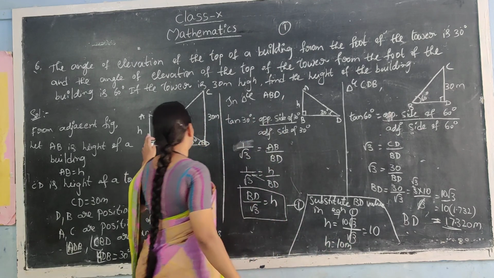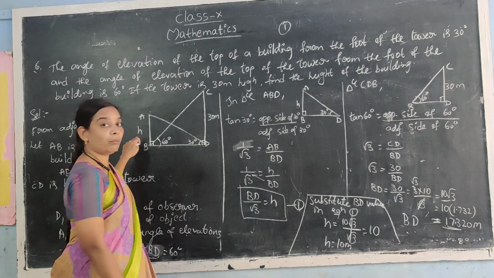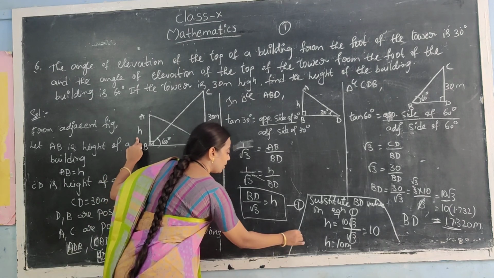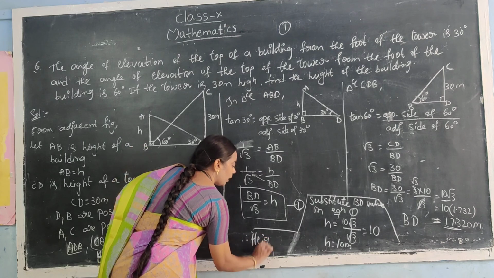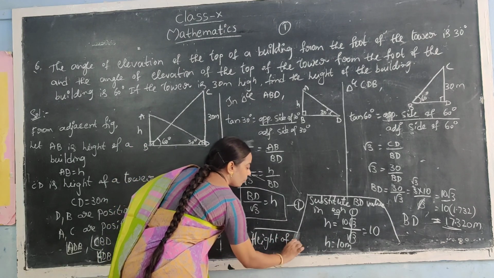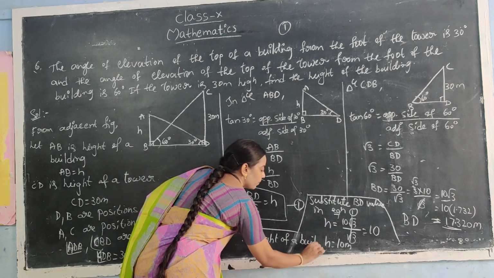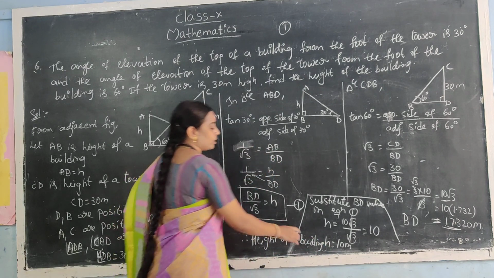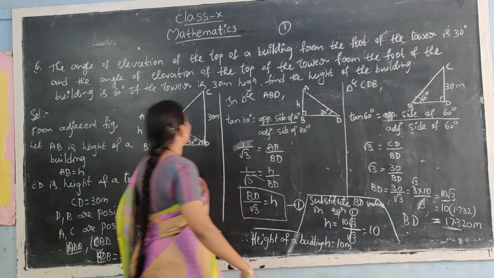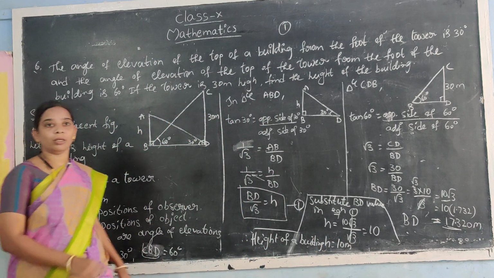What is H in this figure? H is the height of the building. So therefore write: the height of the building, H, is equal to 10 meters. Now this is the answer.